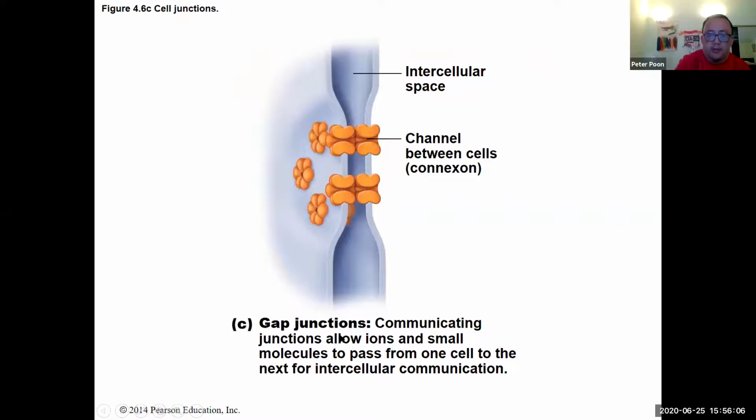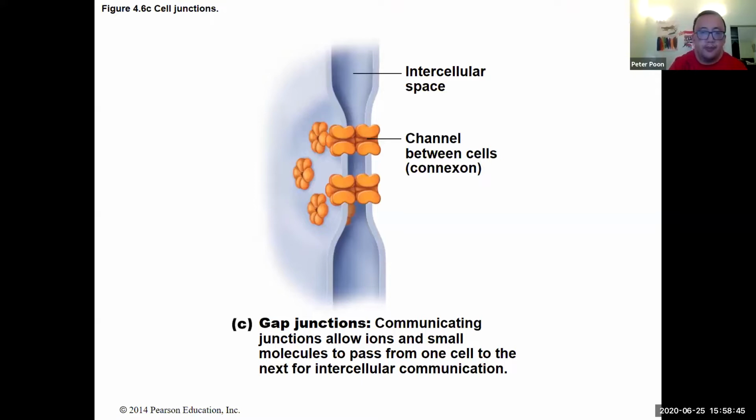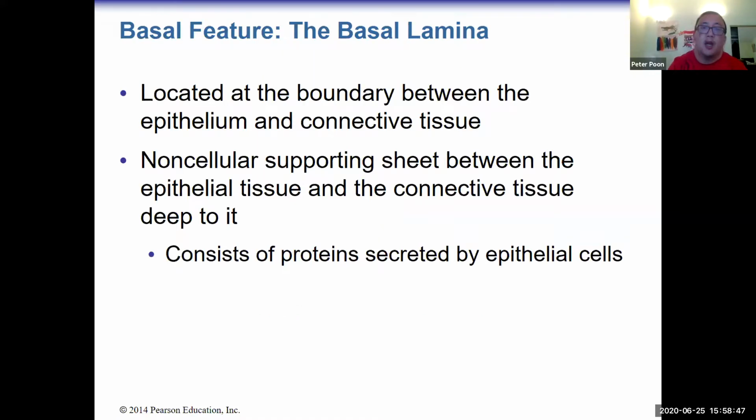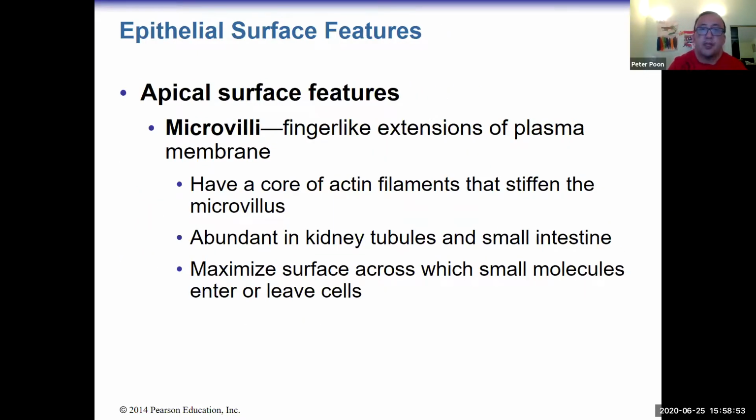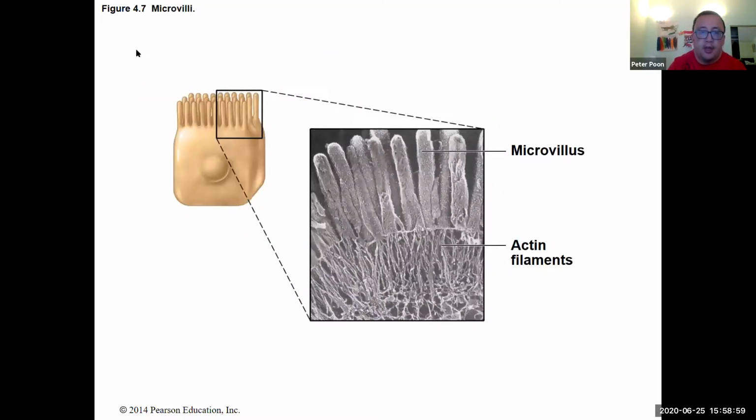One second. Let's go back. So we'll skip the basal lamina. The apical surface features microvilli. Like I said earlier, this is how you increase surface area.